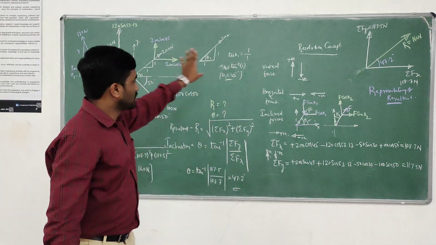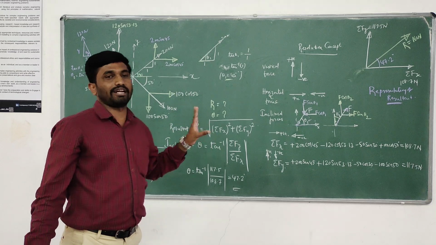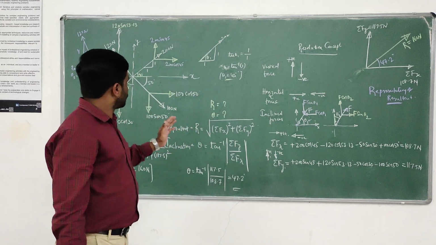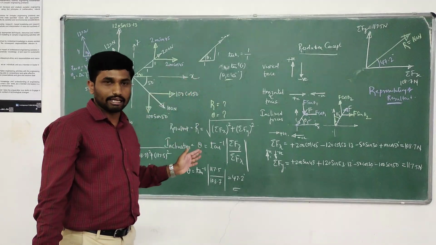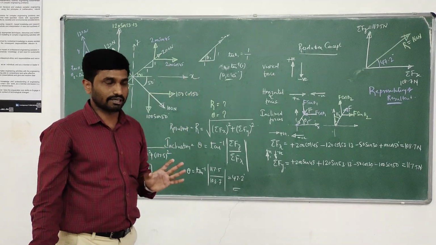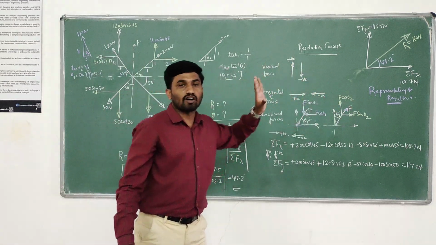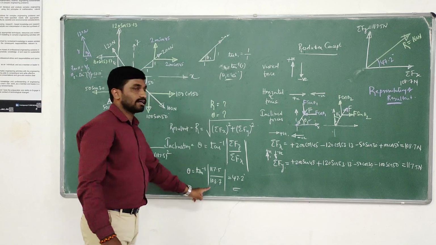So this covers the entire problem. This problem is for minimum 8 marks, maximum 10 marks in the examination. So this is called computation of resultant and its inclination by resolution. We are just using the resolution concept here to get one single force and its inclination.